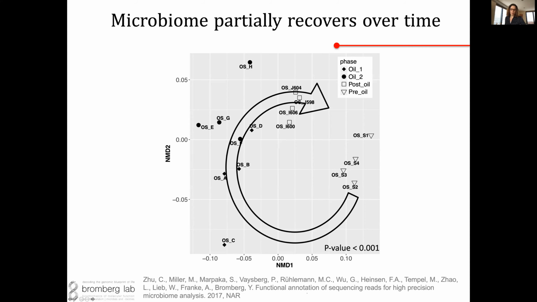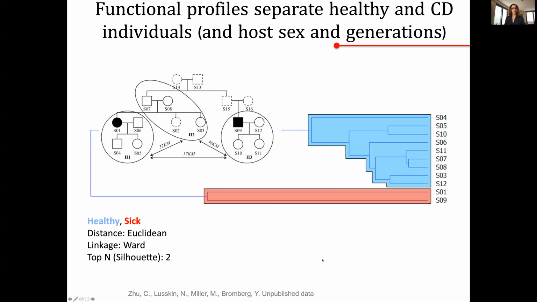Now, we could apply the same type of techniques to figuring out whether individuals have a disease or they don't have a disease. And we also see that this matters in terms of the host sex and the generation of the host. We had a fairly small sample here. We had this family. This is a family of people who are related to Crohn's disease patients.